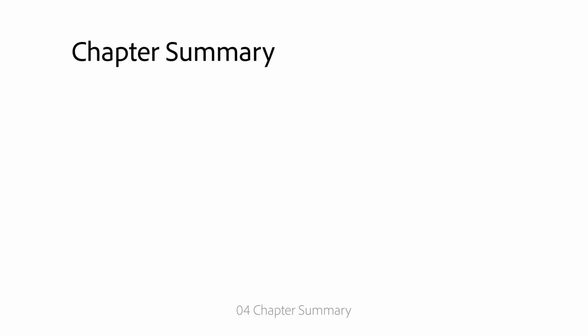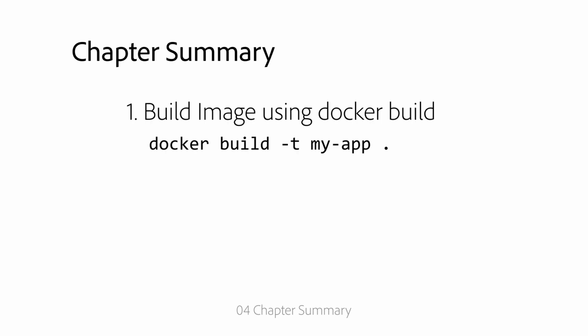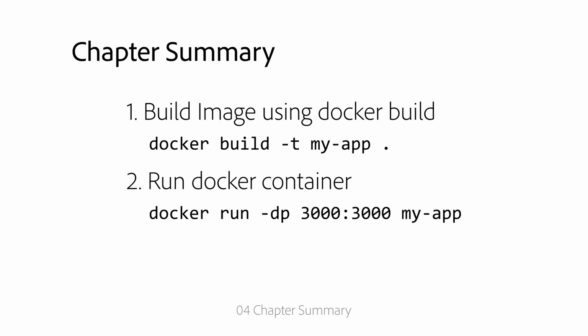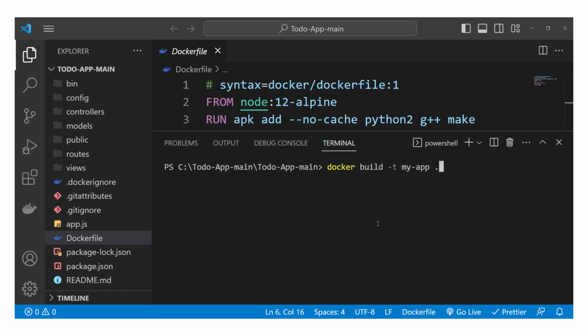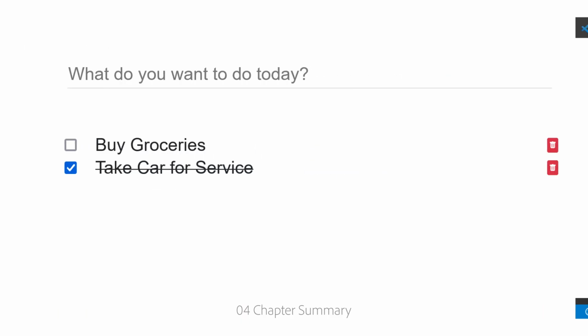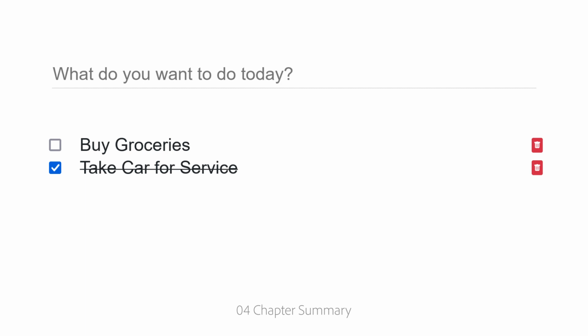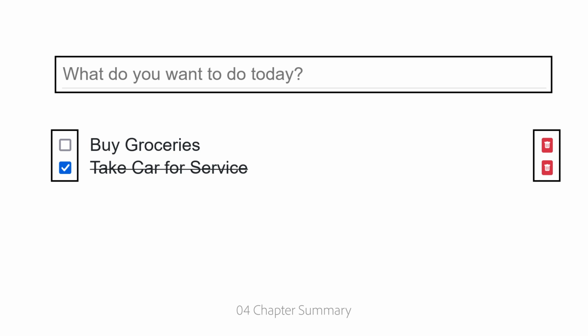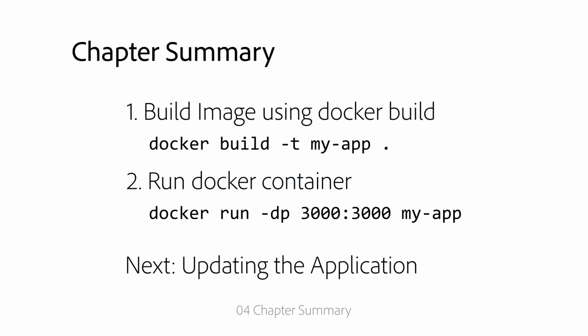Chapter Summary. In this video we have learned how to build a Docker image using the docker build command and how to create and run a container using the docker run command. We ran both commands from the root folder of our application using a terminal window. Finally, we launched the application using a browser and explored different functions that the application offered. In the next video we will learn how to update our application, so stay tuned.